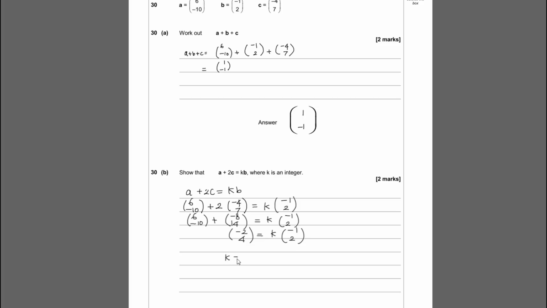To find K, you can use either the first element or the second element of the vector. If you take the first element, then it will be minus 2 divided by minus 1, and you get 2. Or if you like to take the second element, that's also fine. So K is 4 divided by 2 here, and you still get 2. K is equal to 2, so we have shown that K is an integer.